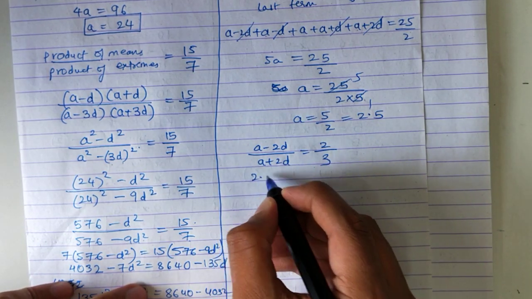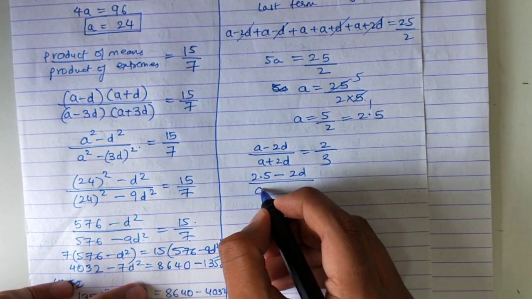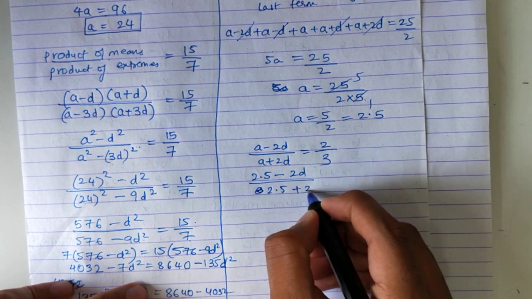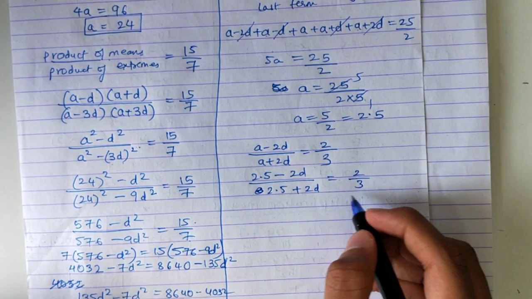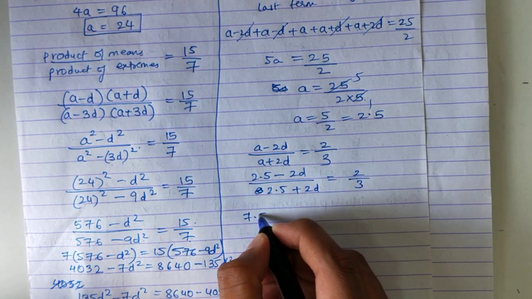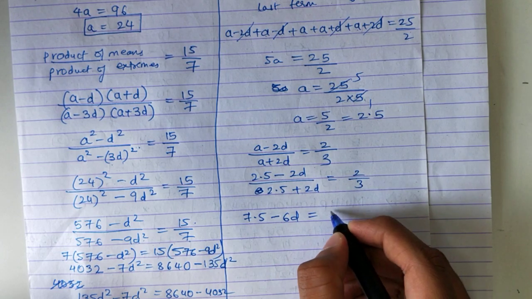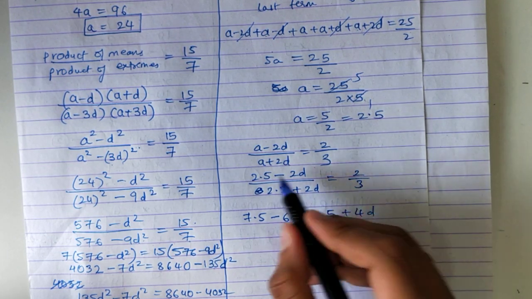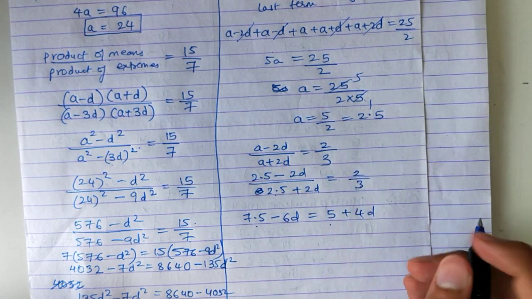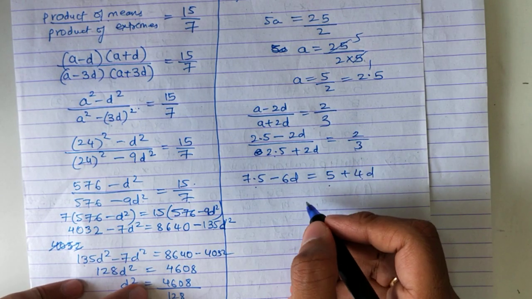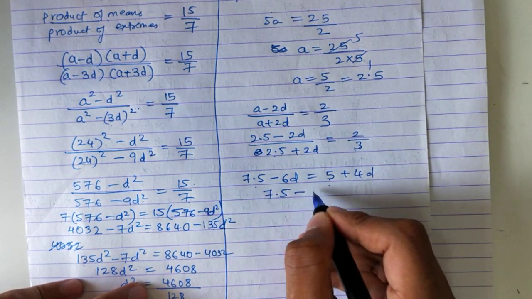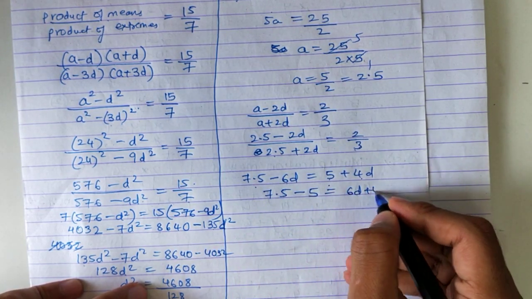So let's write here (2.5 minus 2D) upon (2.5 plus 2D) equals 2 upon 3. Let's cross multiply. So 3 into this, so this will become 7.5 minus 6D equals 5 plus 4D. See, 3 into 2.5 is 7.5, 3 into 2 is 6D, 2 into 2.5 is 5, 2 into 2 is 4D. Now, I'll shift this minus 6D here and this 5 here. So 7.5 minus 5 equals 6D plus 4D.